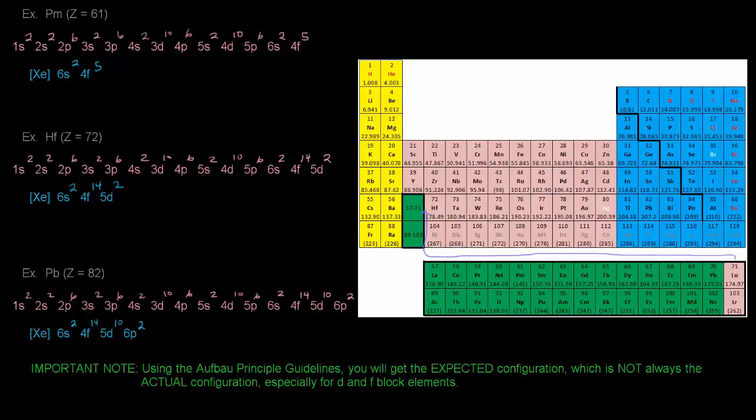It's important to note here that using the Aufbau principle guidelines, you will get the expected configuration, which is what we got here for all of these. Now, doing that won't always give you the actual configuration, especially when it comes to d and f block elements. They can get kind of crazy. But you have to just know that oftentimes when you're asked questions about an electron configuration, you're really asked what is the expected electron configuration, because you're using the Aufbau principles.